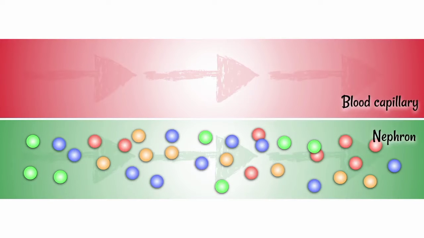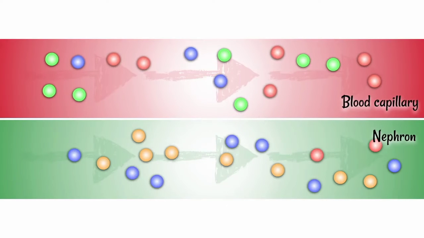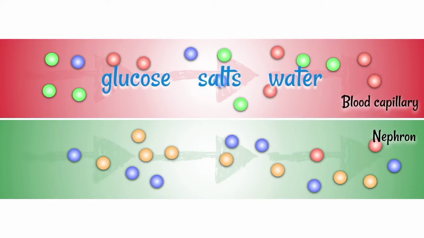These materials can move from the nephron into the blood capillary via active transport. Notice that some of the materials have moved, some of them have not. In the blood capillary, we will have glucose, salts, and water being reabsorbed from the nephron.